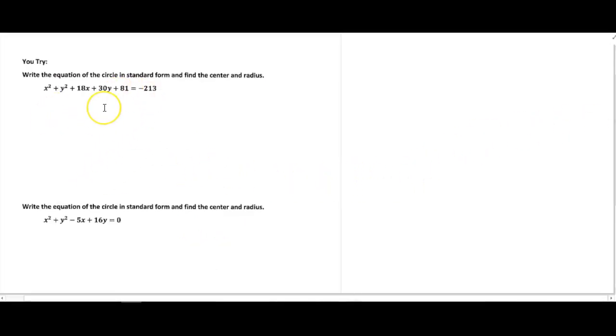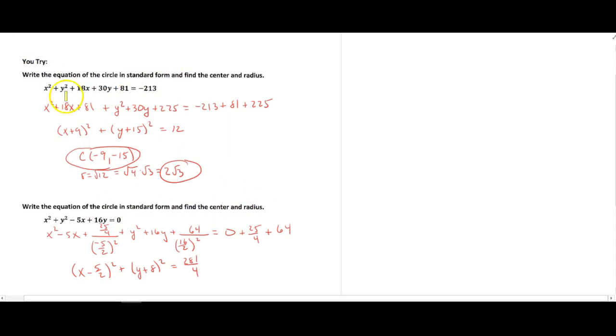Again, take the time to try the next one on your own real quick, our next two, and come back and check your answer. So if we reorganize all of the algebra, we get x squared plus 18x. We're going to add 81 to complete the square, plus y squared plus 30y. Half of 30 is 15. 15 squared, we're going to add 225. Remember, what I add to this side, I add to this side.